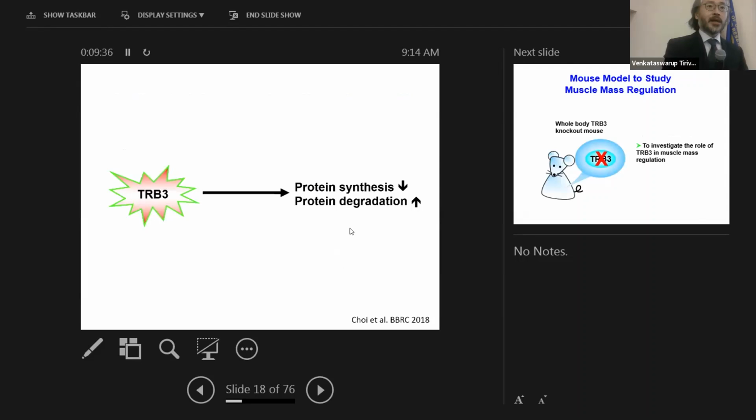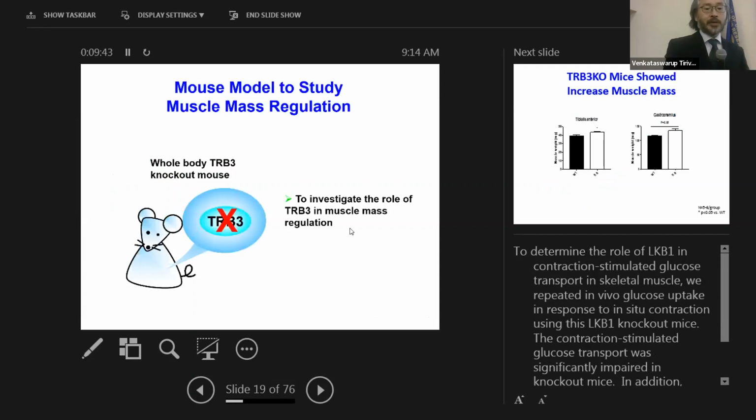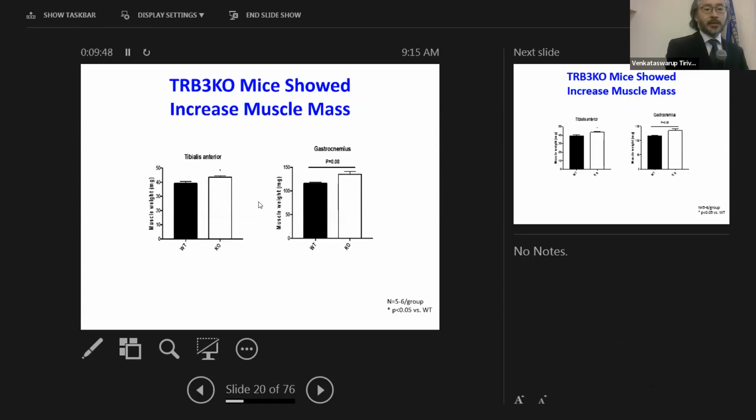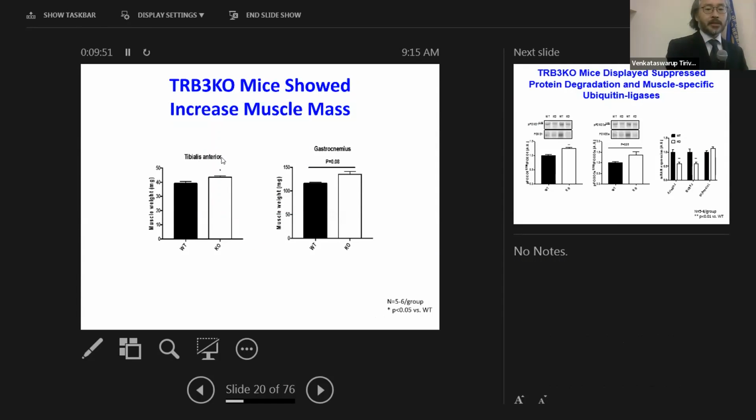So you may wonder at this time, what if we delete TRB3, can we see better muscle mass? To answer the question, we took TRB3 knockout animals and measured the muscle mass in the tibialis anterior and gastrocnemius muscles. As you can see, it's not huge, but there's a significant increase in the muscle mass. Just in a single muscle, you see 10 to 20%. Guess what? If you assume the whole muscle body is 10 to 20%, that's a huge amount of increase.